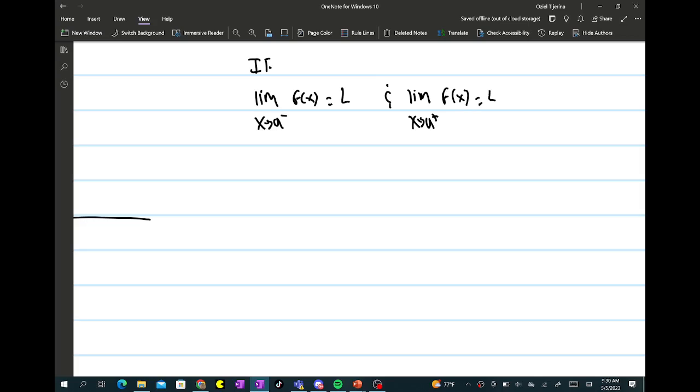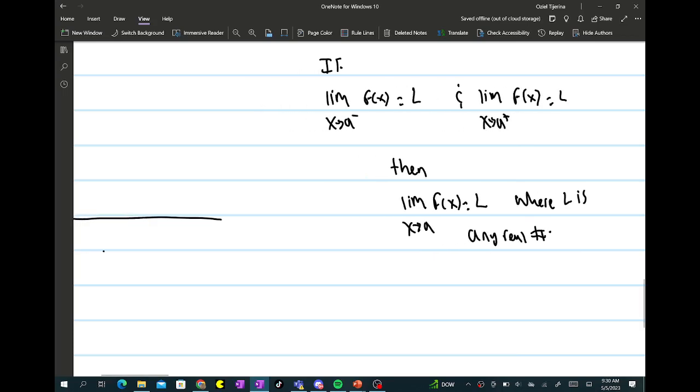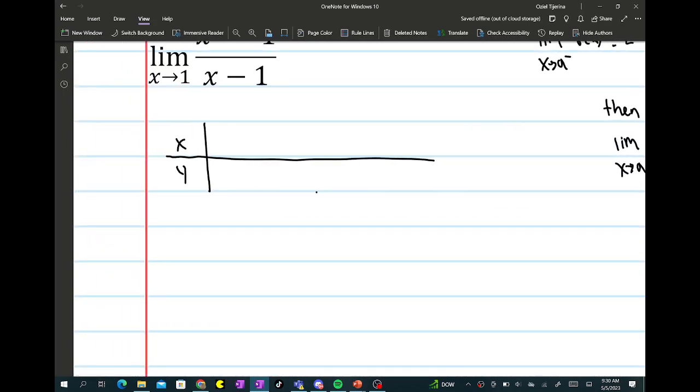If the limit as x approaches a from the left of f of x equals L, and the limit as x approaches a from the right of f of x is also equal to L, then the limit as x approaches a of f of x is equal to some number L, where L is any real number. So this is introducing the idea of limits. To define a limit, this basically means what happens as I get closer and closer to a specific value.